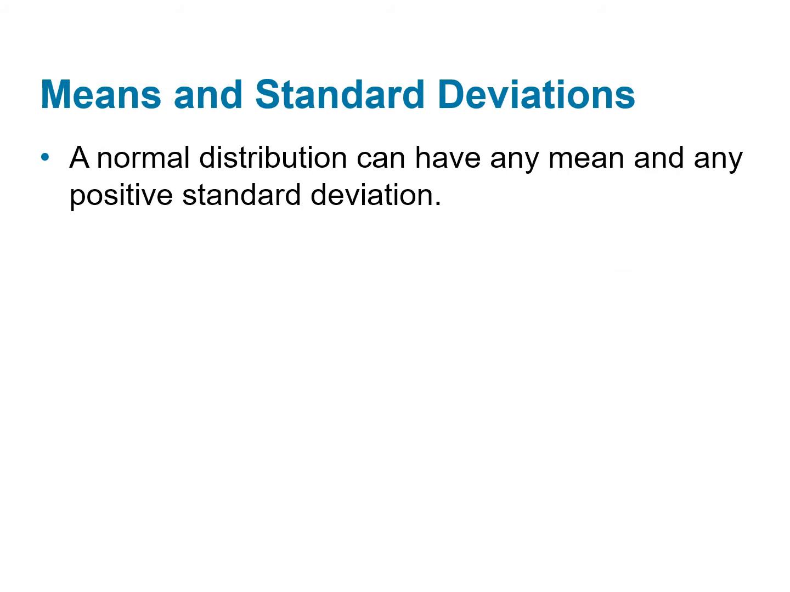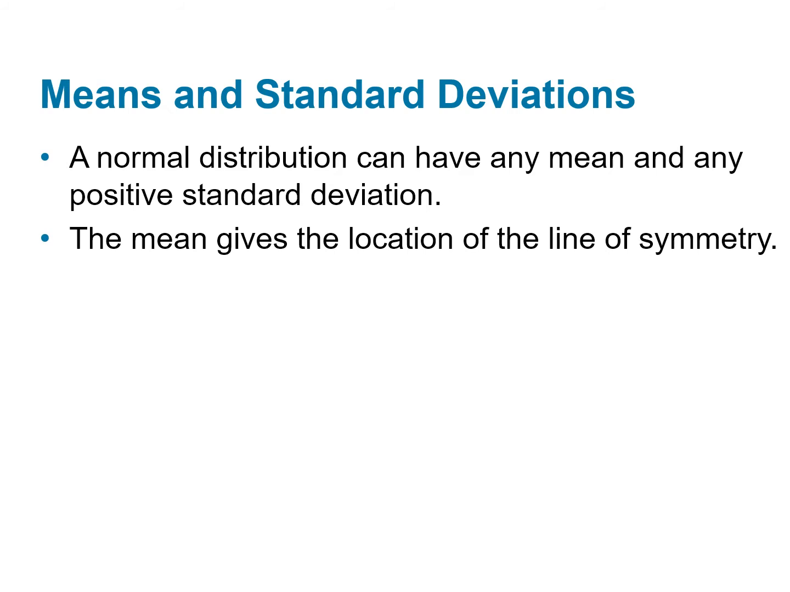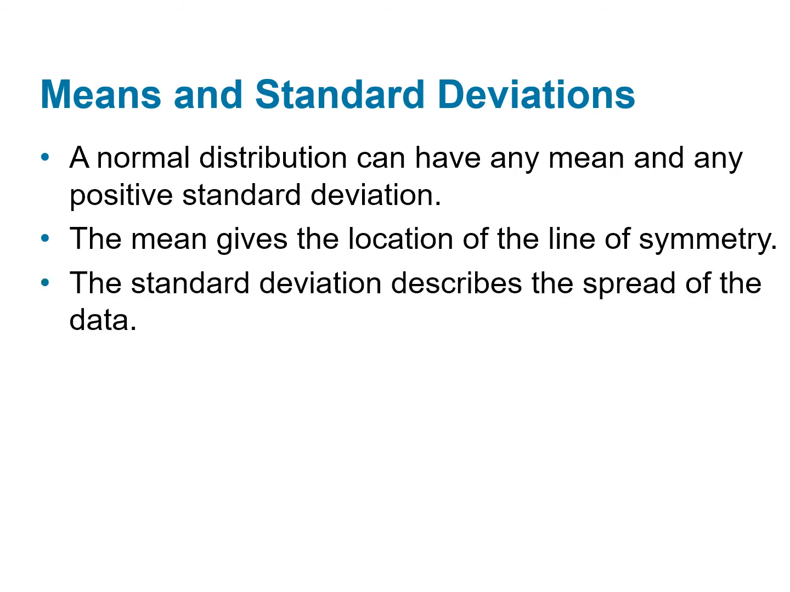Okay, so let's look at mean and standard deviations. When we have a normal distribution, it can have any mean and any positive standard deviation. The mean gives us the location of the line of symmetry, that middle point of the distribution. The standard deviation, on the other hand, tells us how spread out the data is.